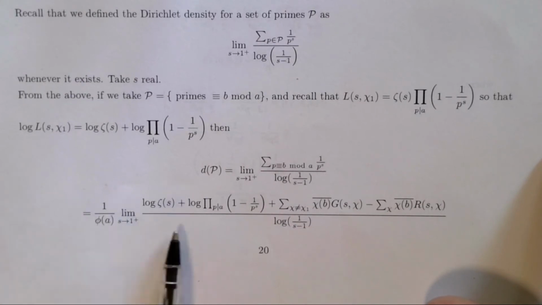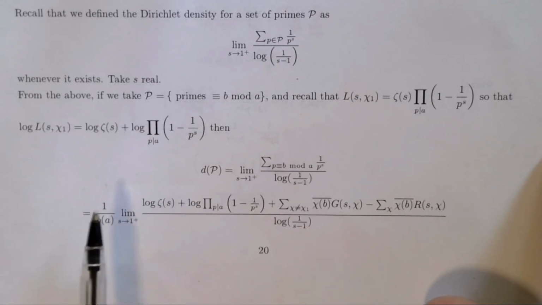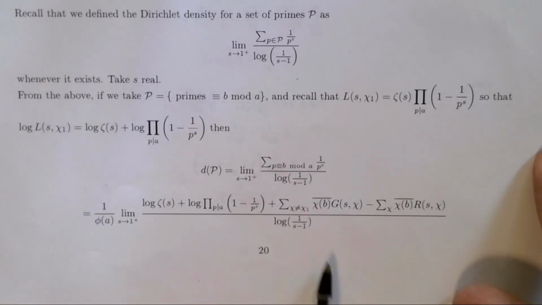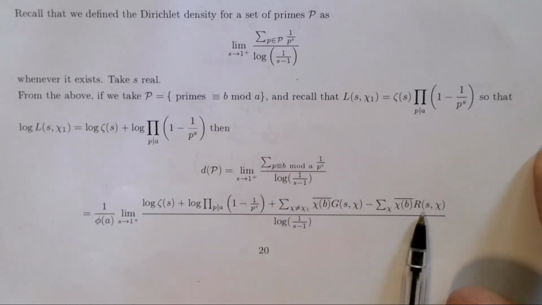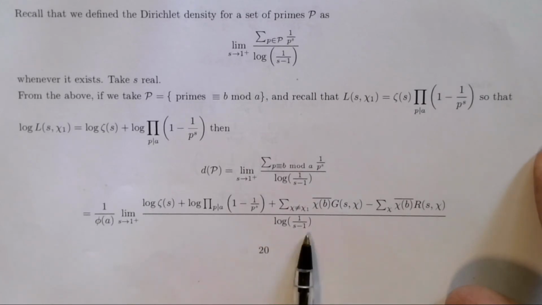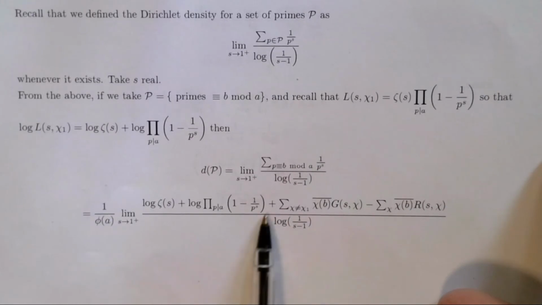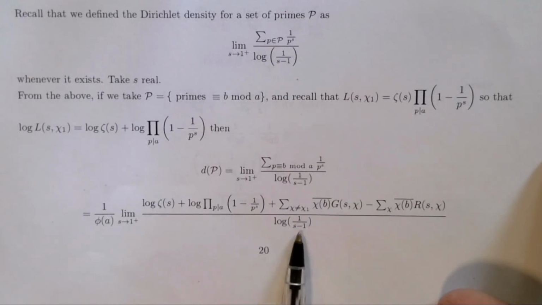So we get the log of L of s and chi 1, which is this one. And then for the non-principal characters, we have this expression with the g and the remainders, and all divided by 1 on s minus 1. Now let's just see what's bounded. That one is bounded, so this divided by this is going to infinity, of course, as s goes to 1. So this over this is going to 0. This is bounded, that over that's going to 0.